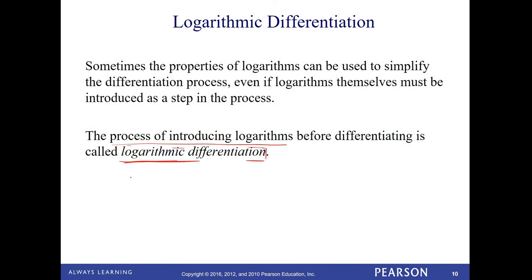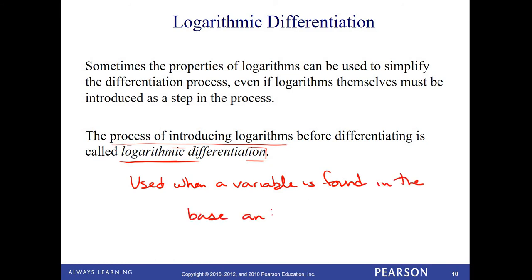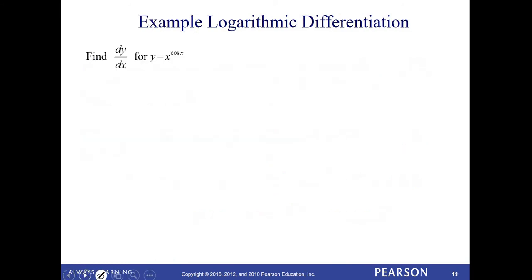This is often used when the variable is found in the base and the exponent. So if we have a variable both in the base of an expression and in the exponent of an expression, we're going to introduce logarithmic differentiation, and you'll see why as soon as we go through it. And I know you've done this before. So here's an example where we've got a variable in the base and in the power.